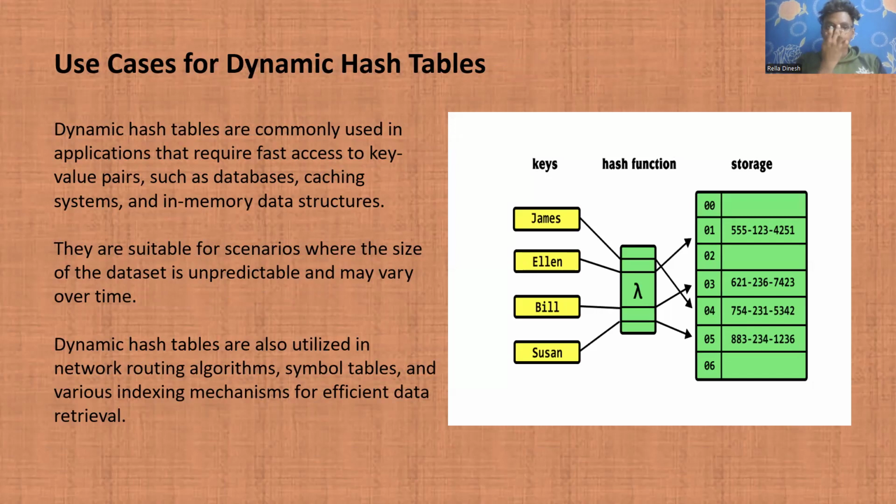Use cases of dynamic hash tables. Dynamic hash tables are commonly used in applications that require fast access to key value pairs, such as database caching systems and in-memory data structures. They are suitable for scenarios where the size of a data set is unpredictable and may vary over time. Dynamic hash tables are also utilized in routing algorithms, symbol tables, and various indexing mechanisms for efficient data retrieval.